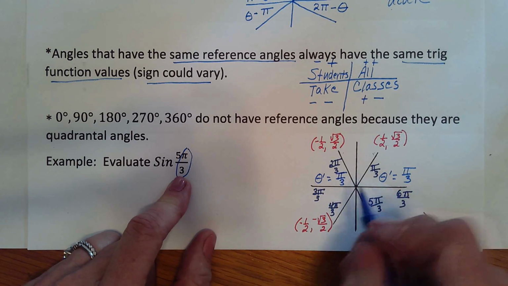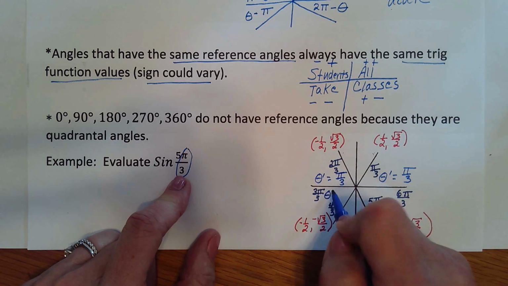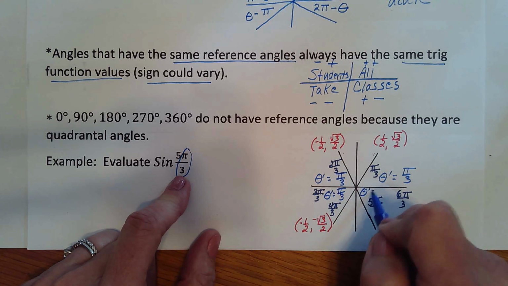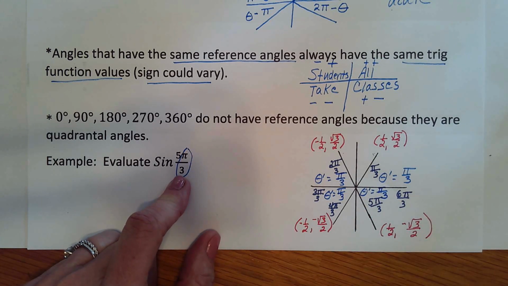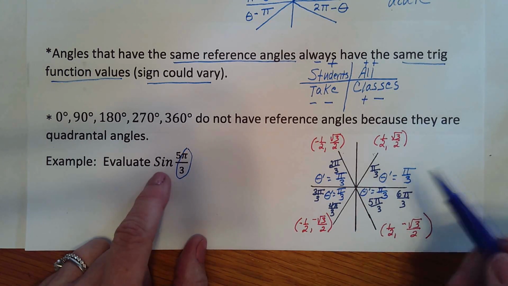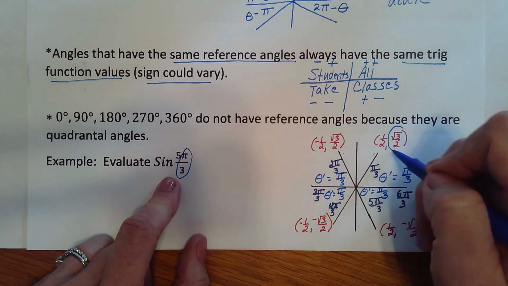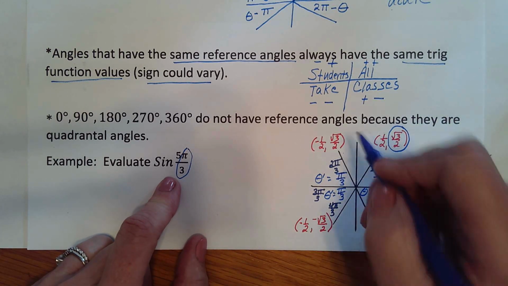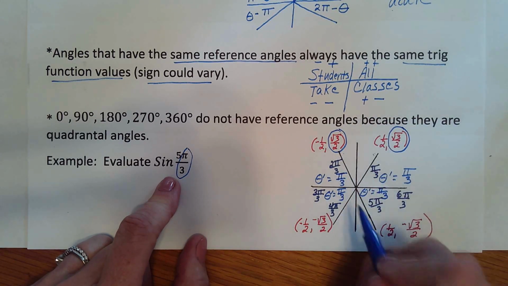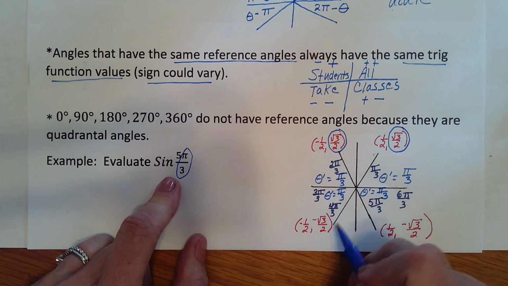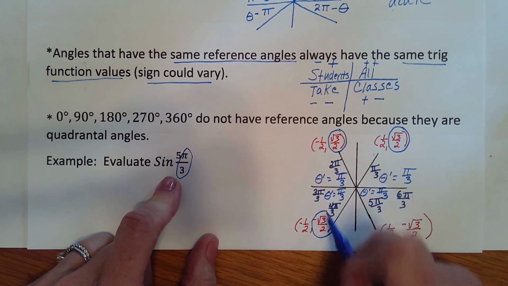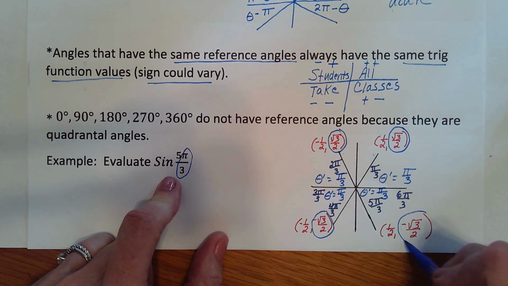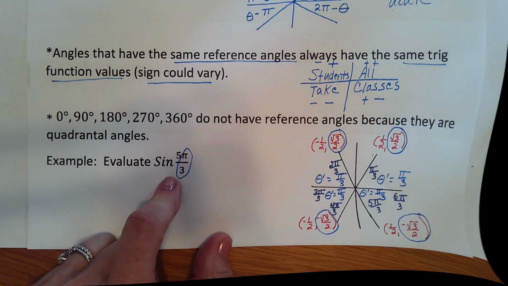My reference angle is also going to be pi over 3. And also here, pi over 3. And if I look, sine of pi over 3 is square root of 3 over 2. Sine of 2 pi over 3 is the square root of 3 over 2. Sine of 4 pi over 3 is a negative square root of 3 over 2. And sine of 5 pi over 3 is a negative square root of 3 over 2.